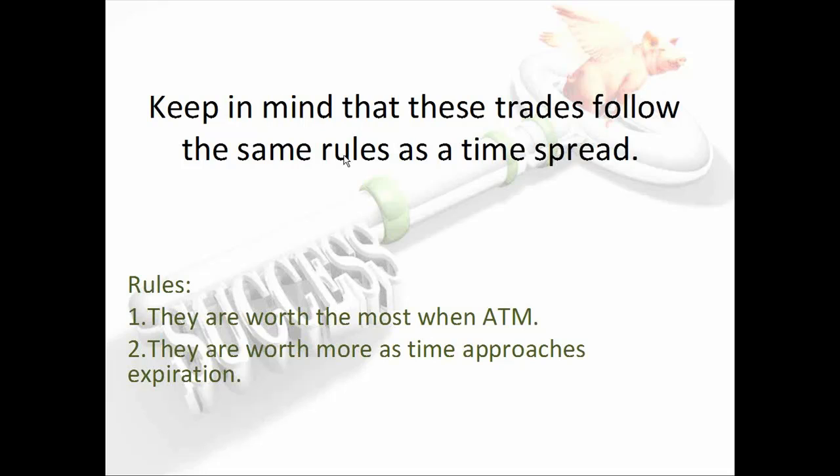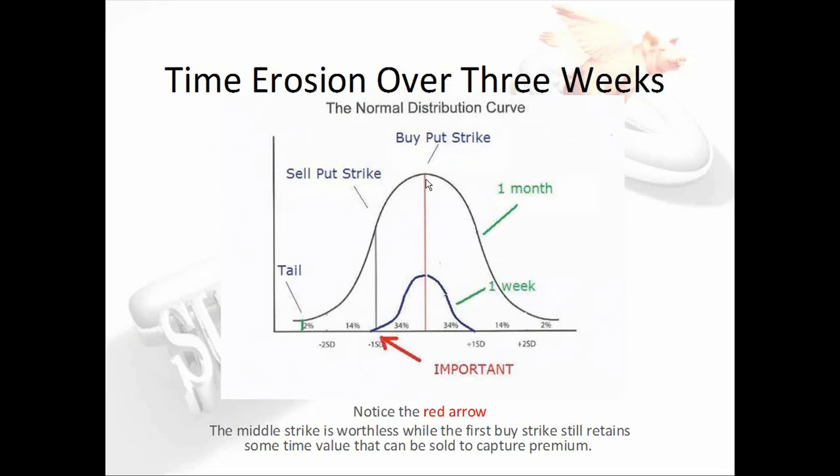But let's go over this time erosion thing again. What we have here is two different normal distribution curves. The larger one, we'll call it 1 month out. The smaller one is 1 week out. This is the same broken wing butterfly position we have on. We haven't changed anything. The only thing that's changed is time to expiration.